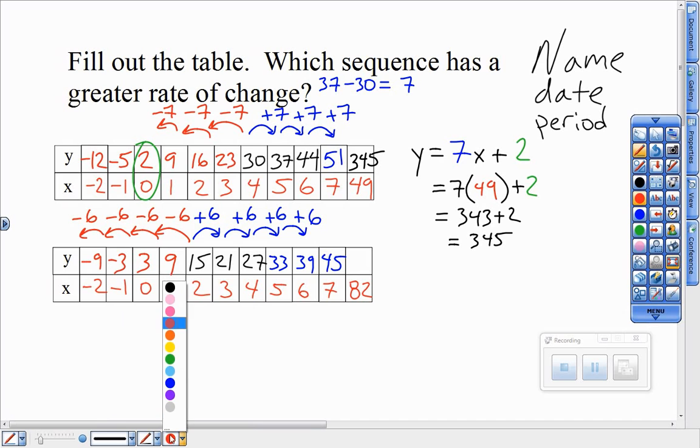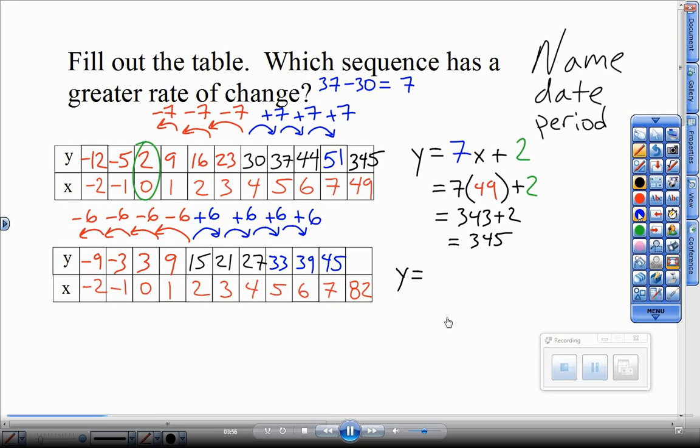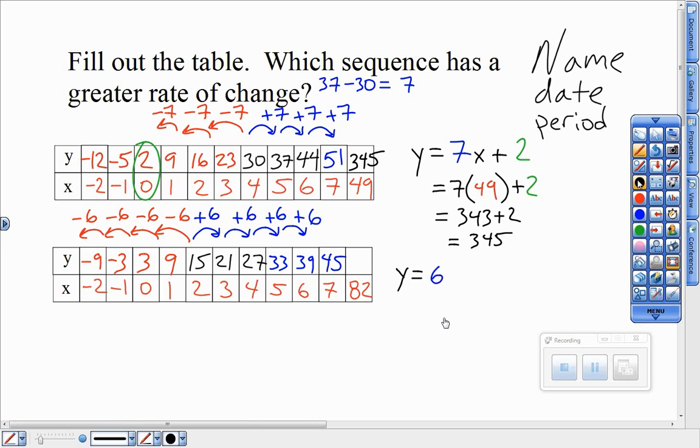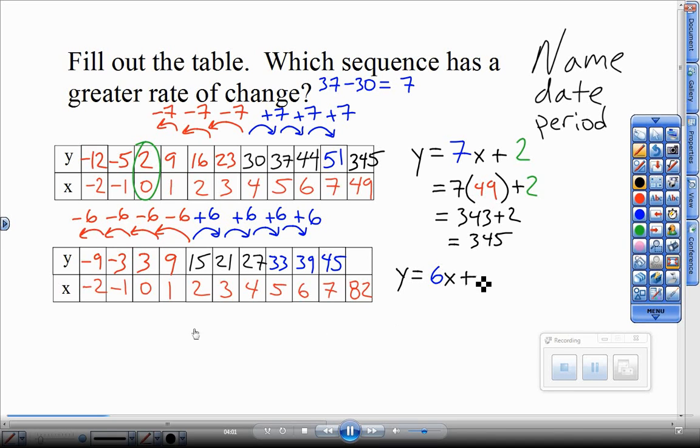Be careful. All right, so this rate of change, you put that 6 in front of x. And then I take that number for y when x is 0.